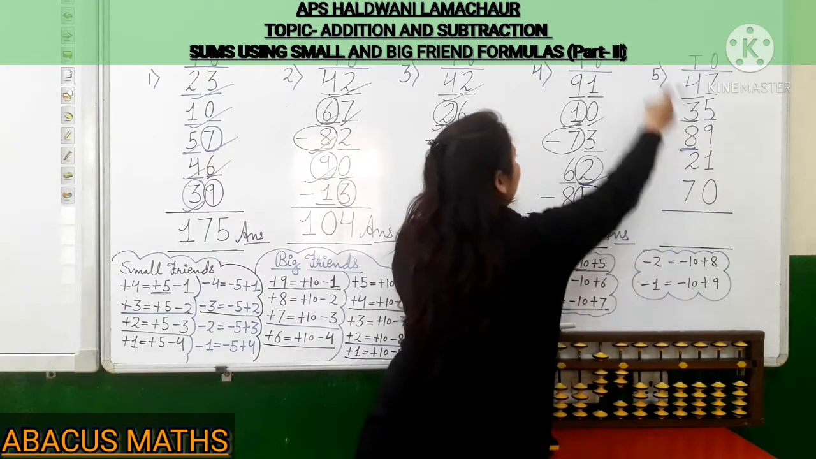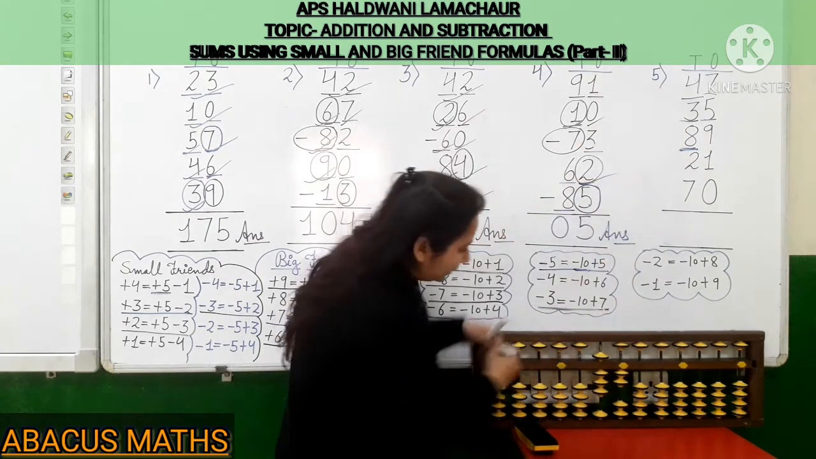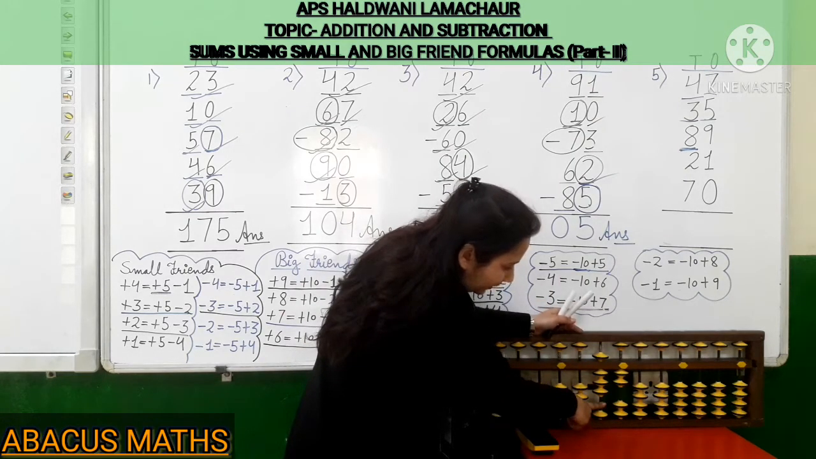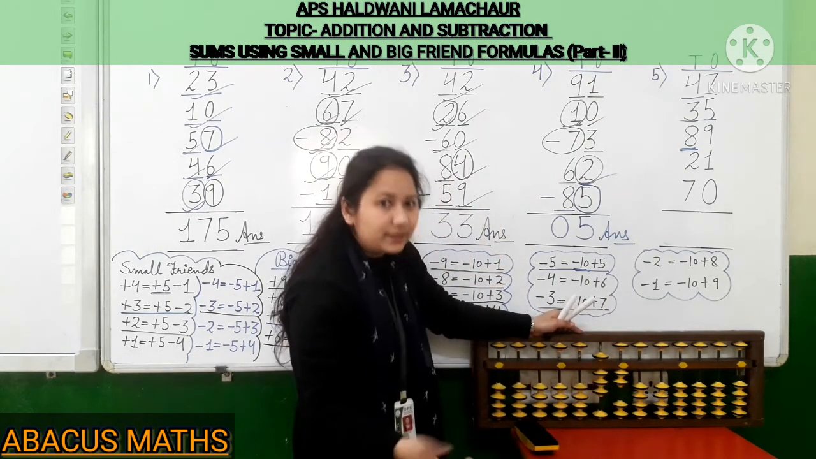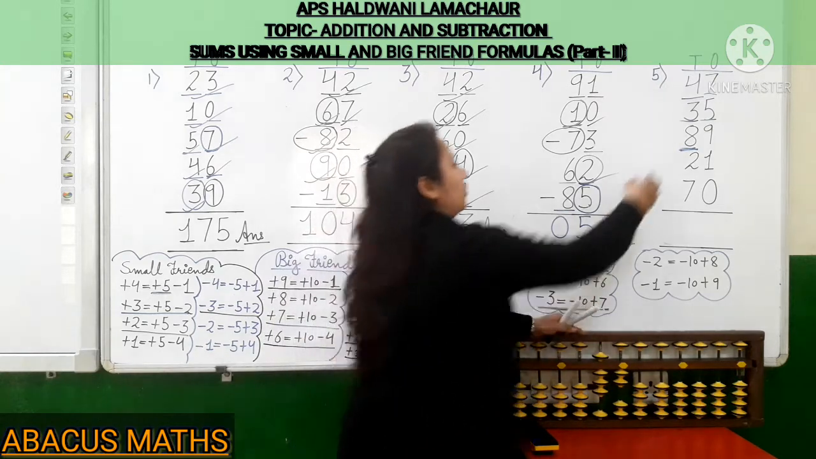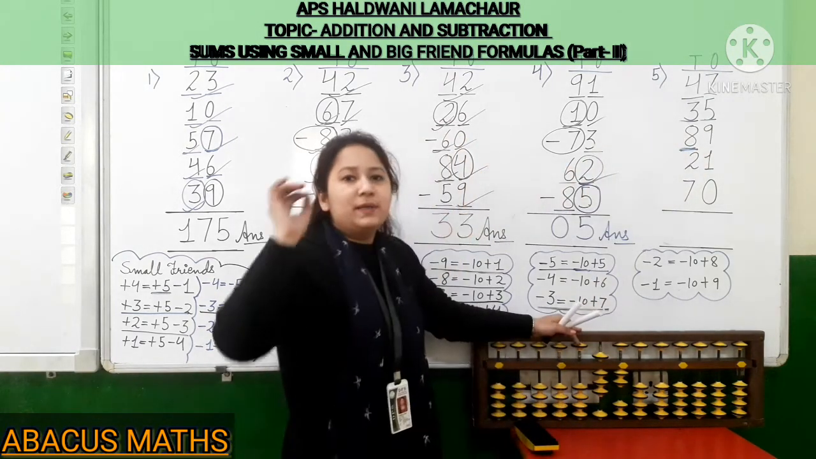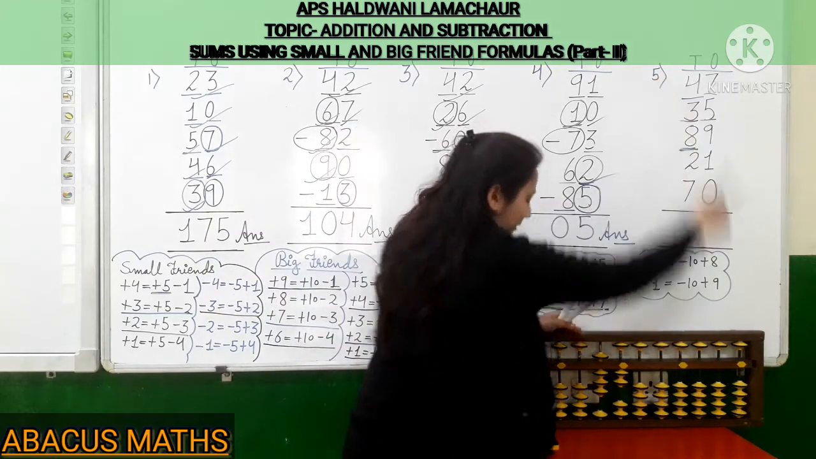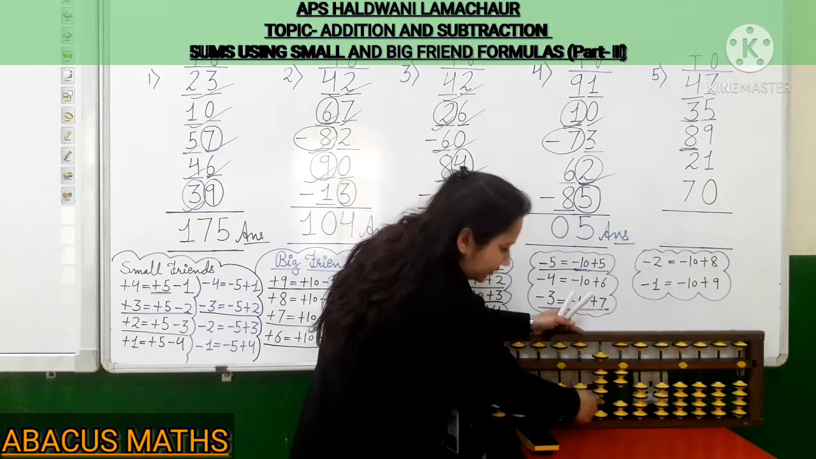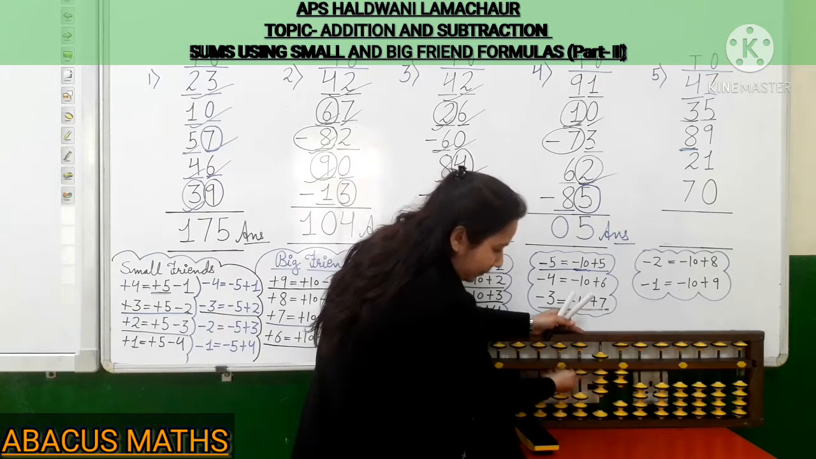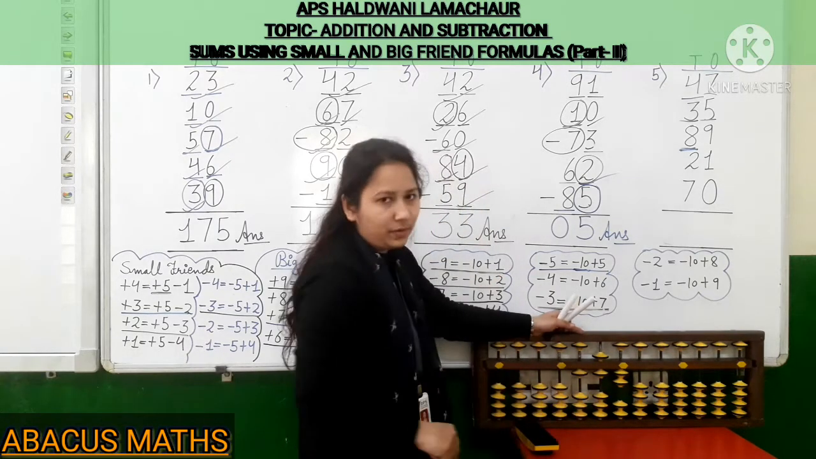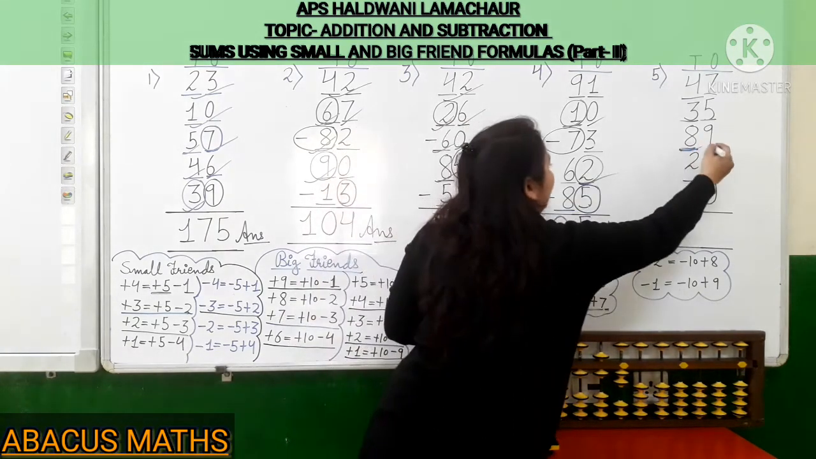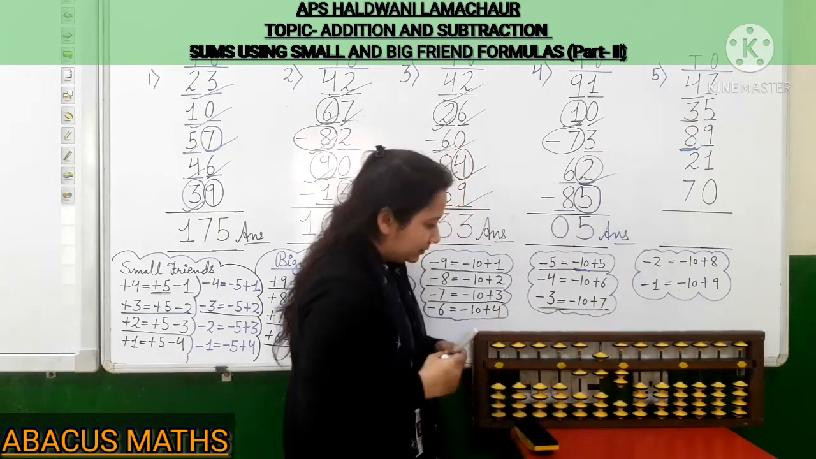Now 8. 8 in the 10's rod. Now 8 in the 10's rod means here. The bead is not there for adding 8. Again big friend formula. Now for adding 8, the formula is plus 10 minus 2. Now 8 you have to add in the 10's rod, here. So 10 you will add here in the 1 rod up and minus 2 from the same rod. And 8 is done.